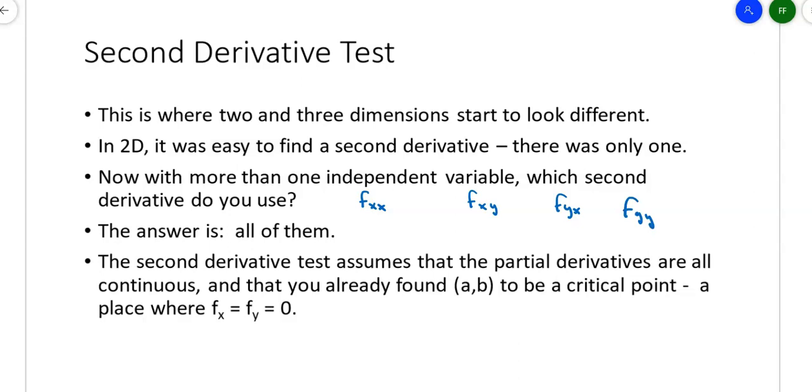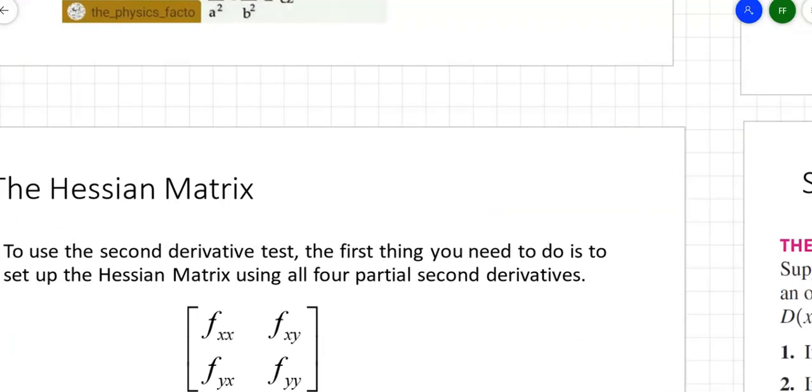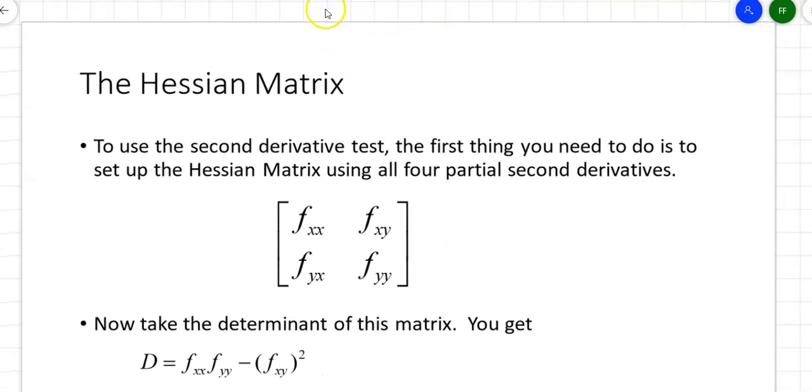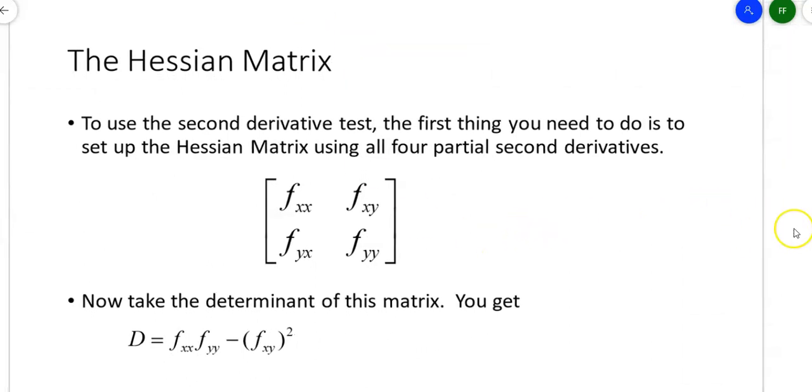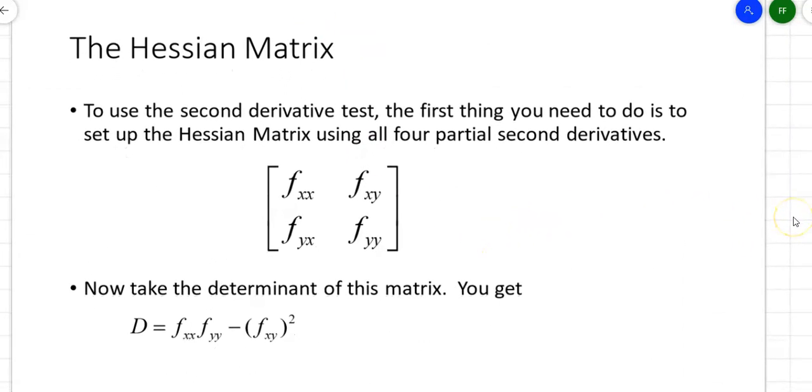Now, I put the assumption down at the bottom. You're assuming all the partial derivatives are continuous and that you've already found a point to be a critical point, a place where the partials equal 0. What that means is you're going to have to evaluate this at each critical point. Once you evaluate the partials at one critical point, I'll show you what to do with them, then do the next one, then do the next one. In order to organize these better, we're going to set up what we call the Hessian Matrix. And I think the story of the Hessian Matrix is actually one of your discussion questions to answer this week.